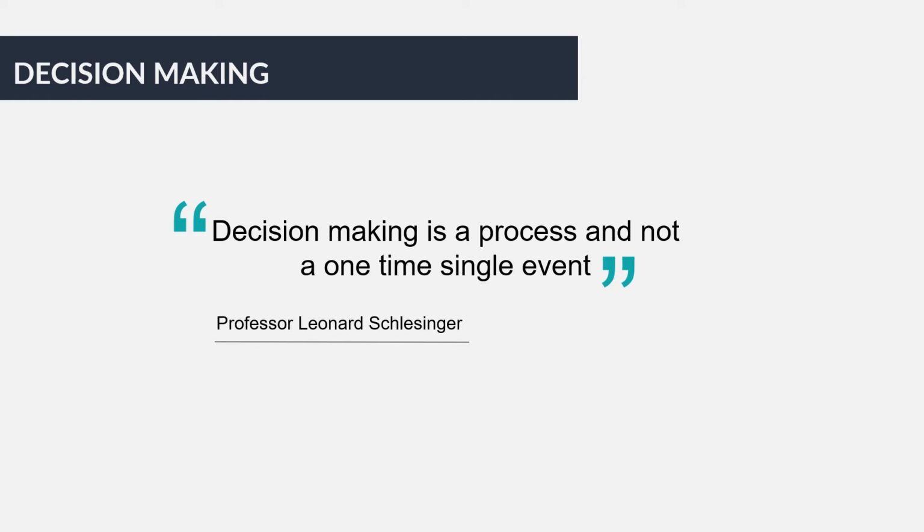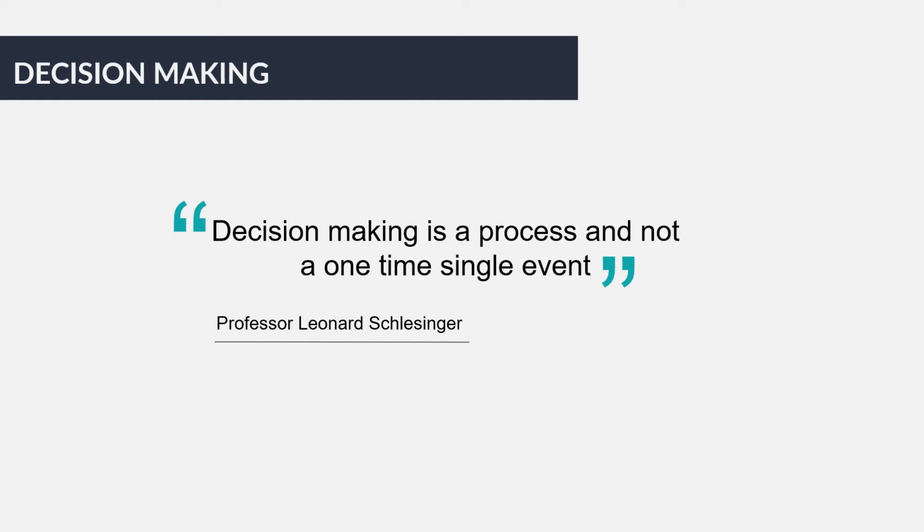Now let's refocus our discussion towards decision making. Before we go into the details of how to make good decisions and the step-by-step processes on making good decisions, I would like to highlight that decision making is a process and not a one-time single event. Most people think decision is just a person deciding what to do. It should be looked at as a process.